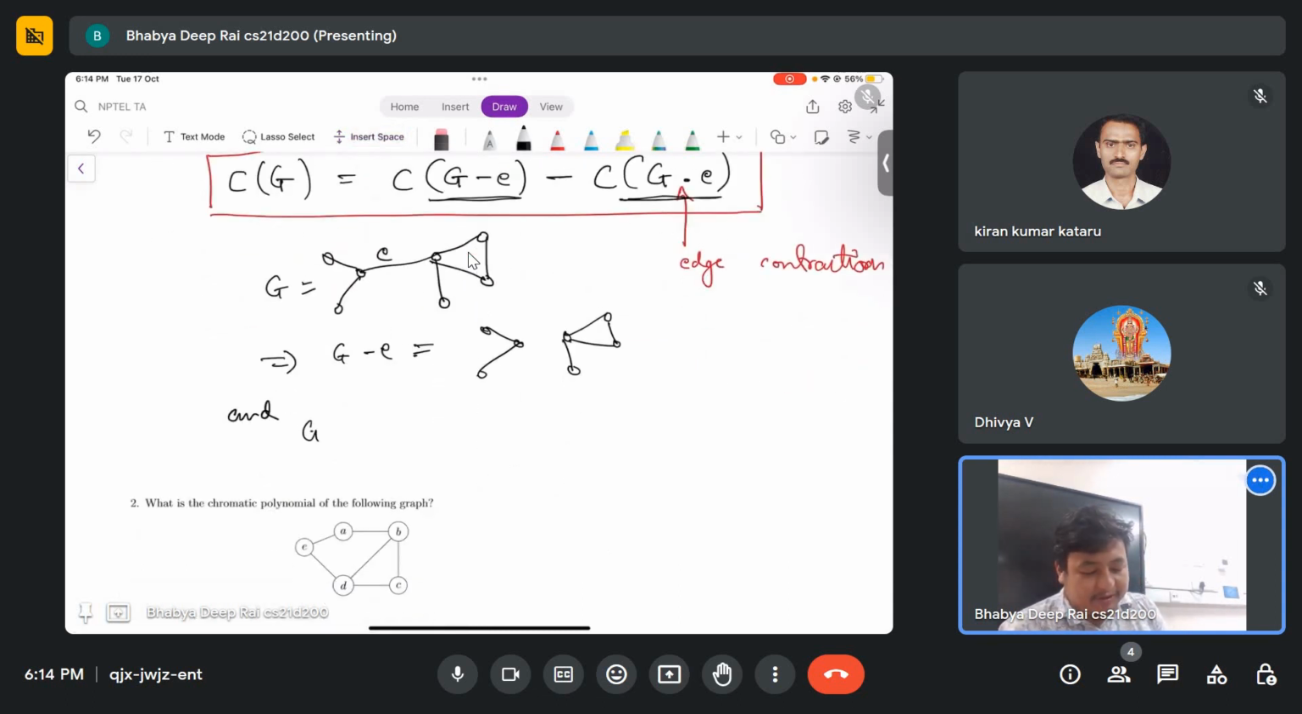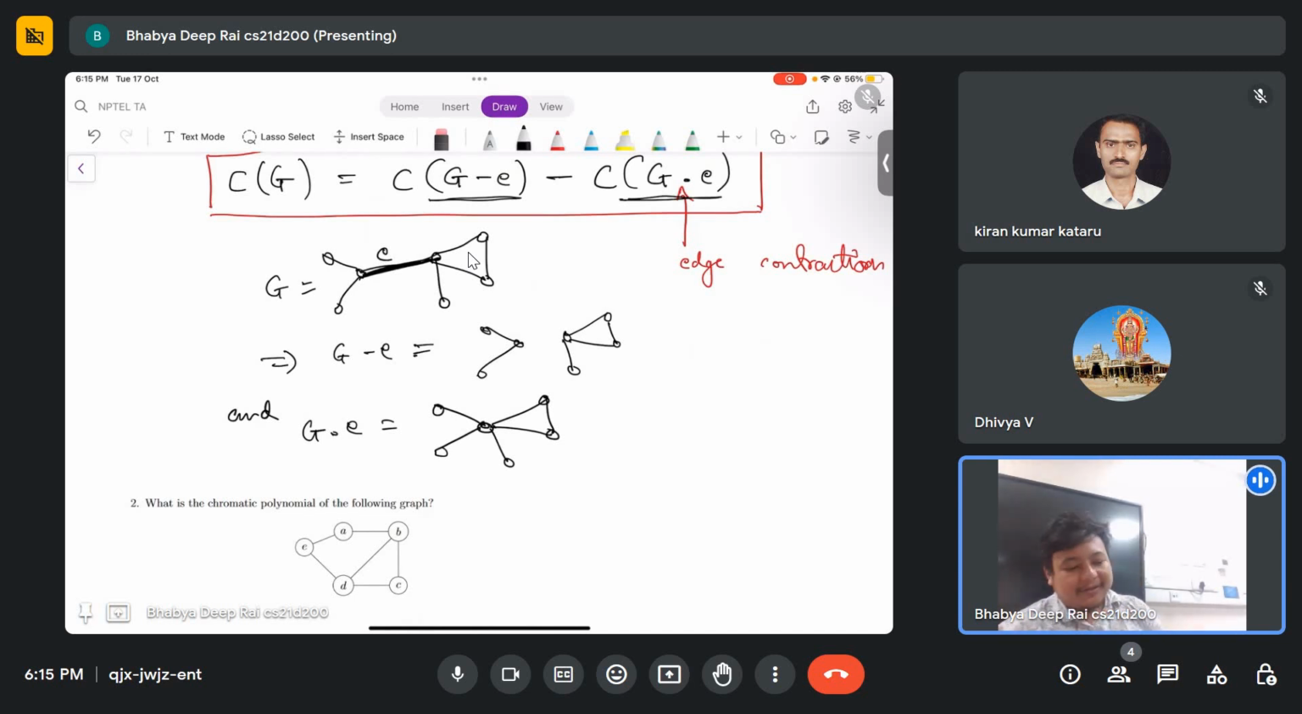G contract E. Okay, imagine like you have the edge E, right? It is connected to two vertices side by side. Now what do you do? You bring them together and fuse them. Okay, or in the lecture I think it was called coalesce them, together to form a single vertex. You fuse these two vertices into a single vertex, and this is what you get.